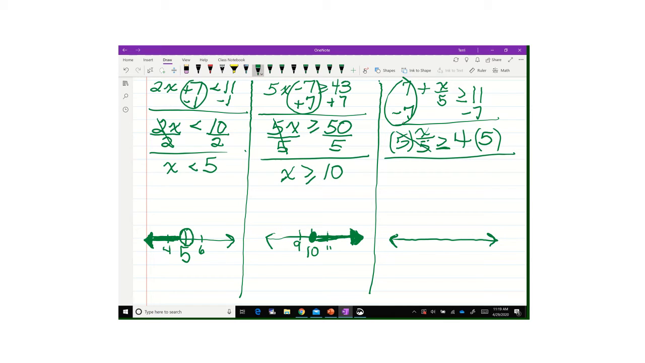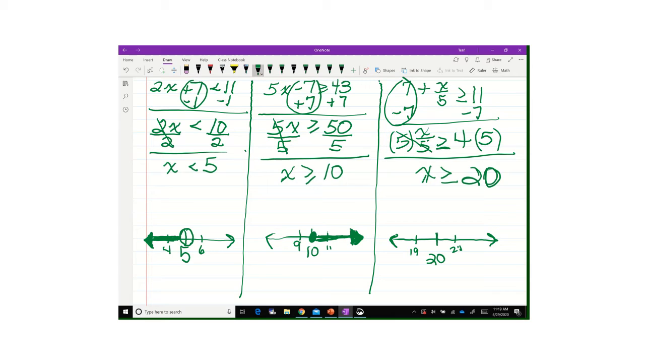5 divided by 5 is 1, and 1x is just x. X is greater than or equal to 4 times 5, which is 20. So I'm going to put my 20 as my first number. I'll put a 19 before it, my 21 after.